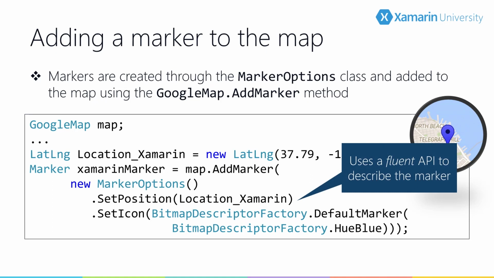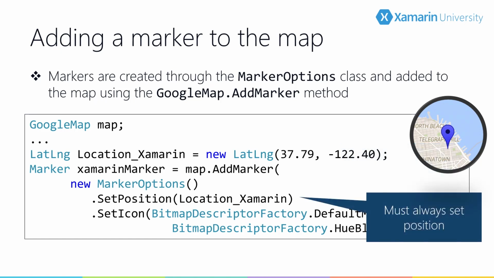The configuration API is fluent, meaning that each method you call returns the MarkerOptions instance back to you so that you can chain your methods together. This allows you to construct the marker in a single statement. The only required property is the location of the marker. This is done through the setPosition method and is assigned a lat-long coordinate. The method returns the same marker options back to us, so then we can chain on the next method, which sets the marker color.